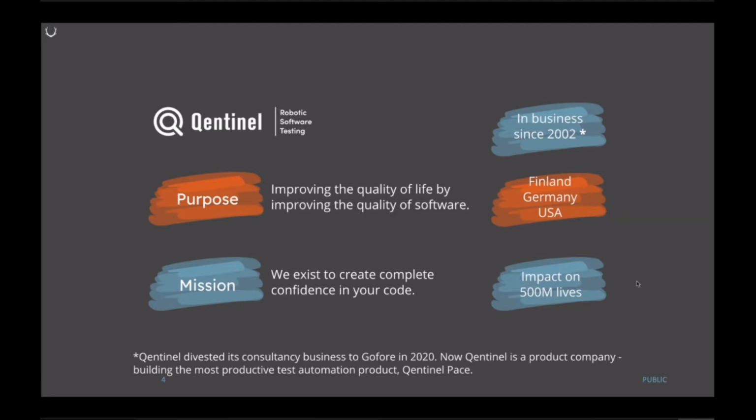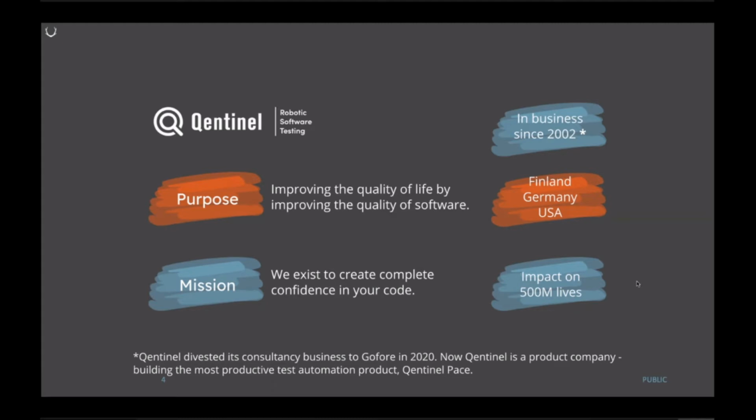Why are we doing this? We want to improve the quality of life by improving the quality of software. As software is nowadays everywhere, and you have bugs and faulty software everywhere, and we want to improve that. Currently, we have offices in Finland, Germany, and the US, and serve basically everybody globally. We exist to create complete confidence in your code.